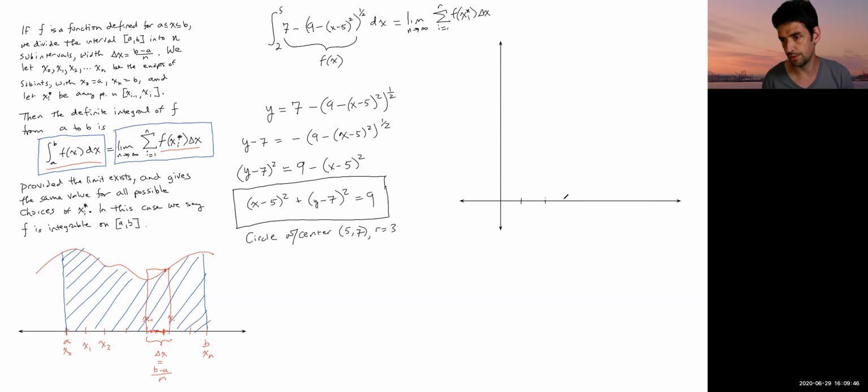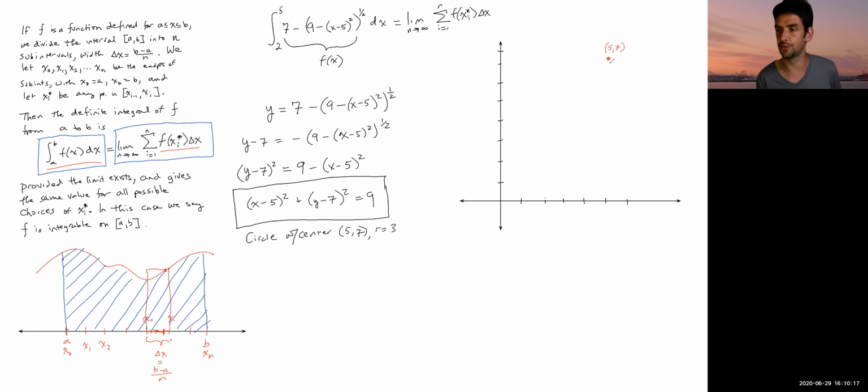1, 2, 3, 4, 5, 6. So those are my units. 1, 2, 3, 4, 5, 6, 7. All right. So I just said this was a circle with center 5, 7. So here's 1, 2, 3, 4, 5. 1, 2, 3, 4, 5, 6, 7. The center is right here. Let's put a couple of points in and then draw the circle.